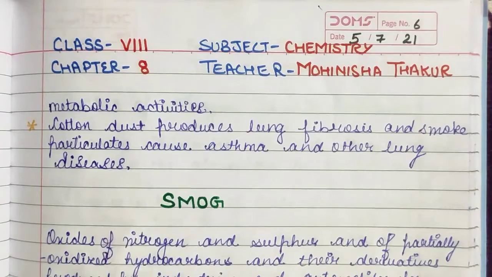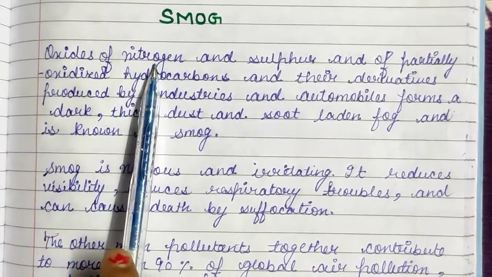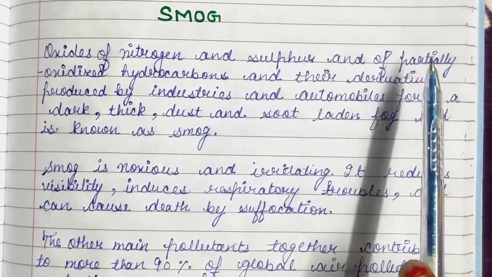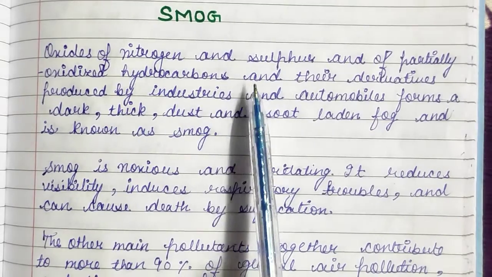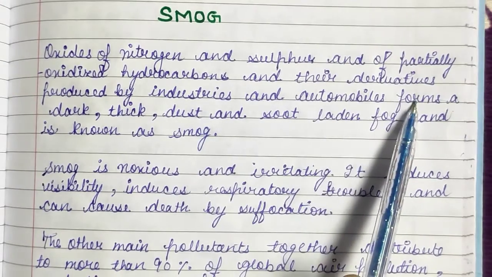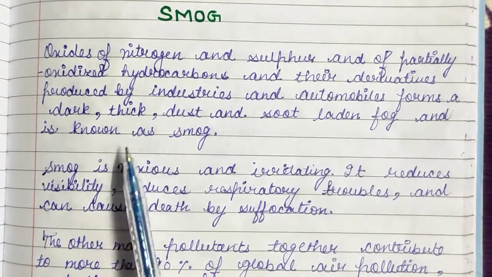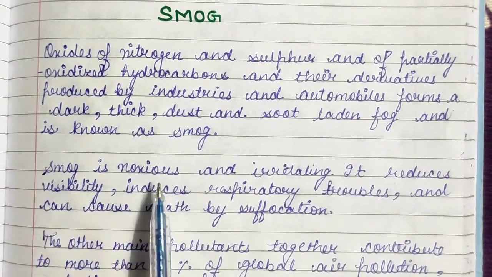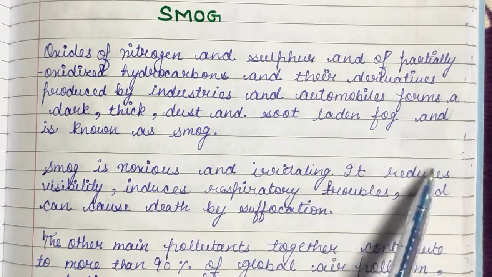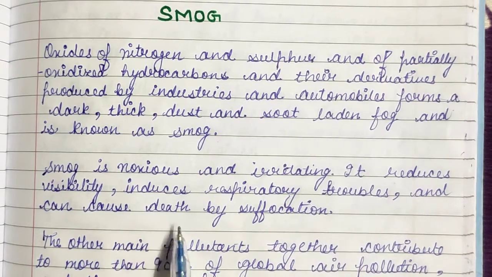Now we will discuss the next topic, which is smog, which is very important. So students, oxides of nitrogen and sulfur and of partially oxidized hydrocarbons and their derivatives produced by industries and automobiles form a dark, thick dust and soot-laden fog and is known as smog. Smog is noxious and irritating. It reduces visibility, induces respiratory troubles, and can cause death by suffocation.